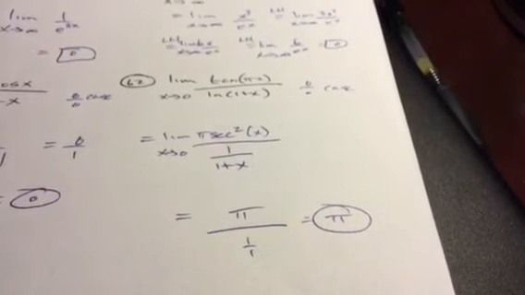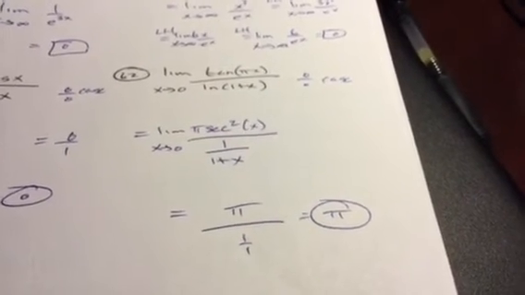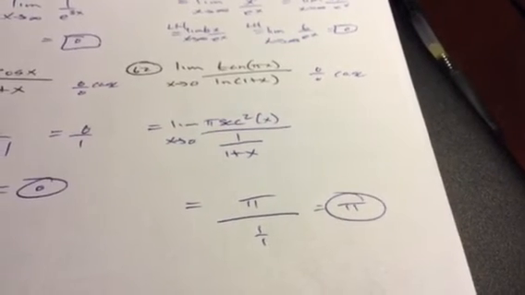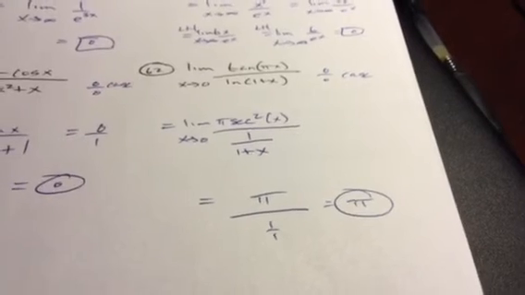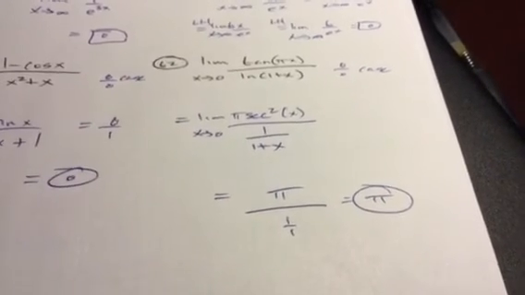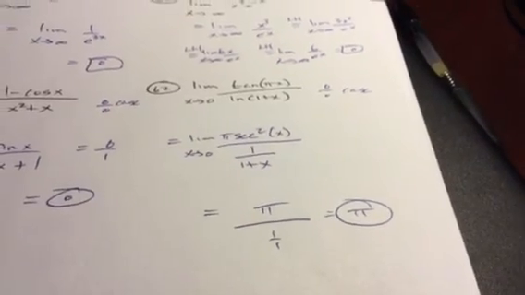And then on 62, you have the 0 over 0 case. Use L'Hopital's. All right, so when I actually plug 1 in, I'm going to get just pi because secant squared of 0 is 1. And then at the bottom, it's just going to be 1 over 1. Your answer is just going to be pi.